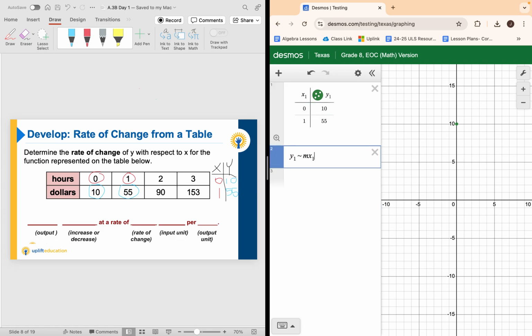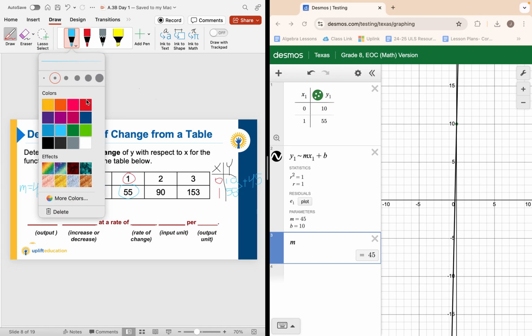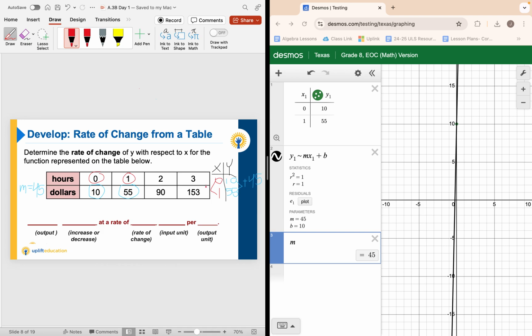y1 ~ mx1 + b, and we're going to look at what our slope is. Our m equals 45. So we can write that m equals 45. Now, we could also have done the same thing by hand. To go from 10 to 55, I'm going to add 45. And to go from 0 to 1, I'm just adding 1. So then we have 45 divided by 1, or 45 here.